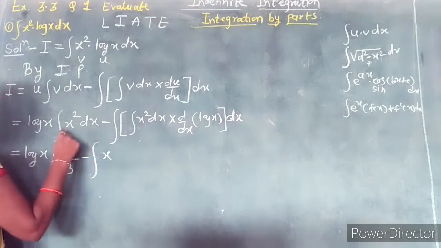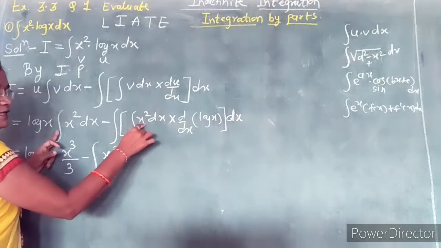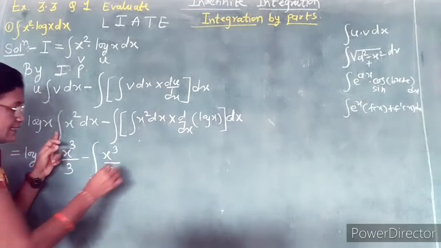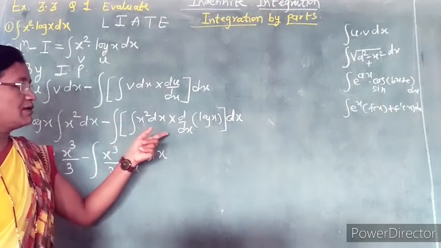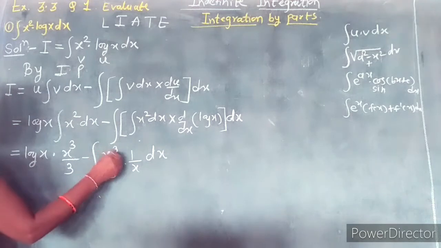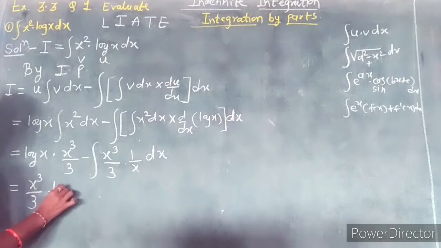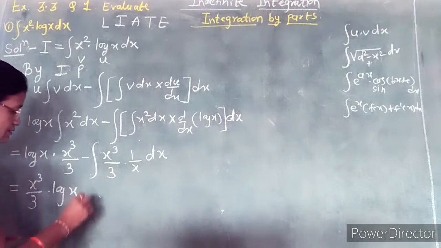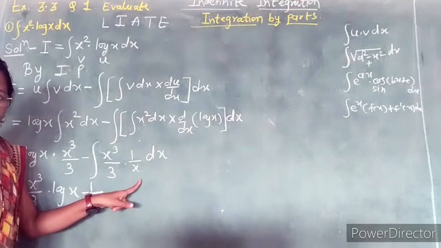The same step is repeated here, the inner integral. So we write this answer here directly, x cube upon 3. The integral of x square with respect to x is x cube upon 3, and we find the derivative of log x, that is 1 upon x dx. Now simplification of this: here we take the multiplication of x cube upon 3 before this log x term. Now this 3 is constant, and x cube upon x, that is x square.